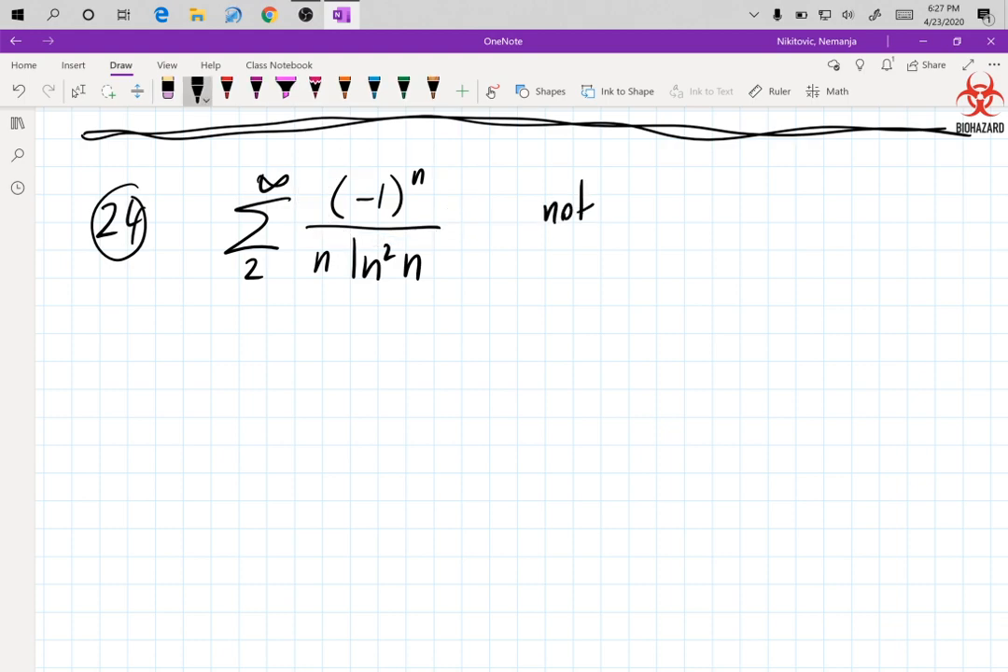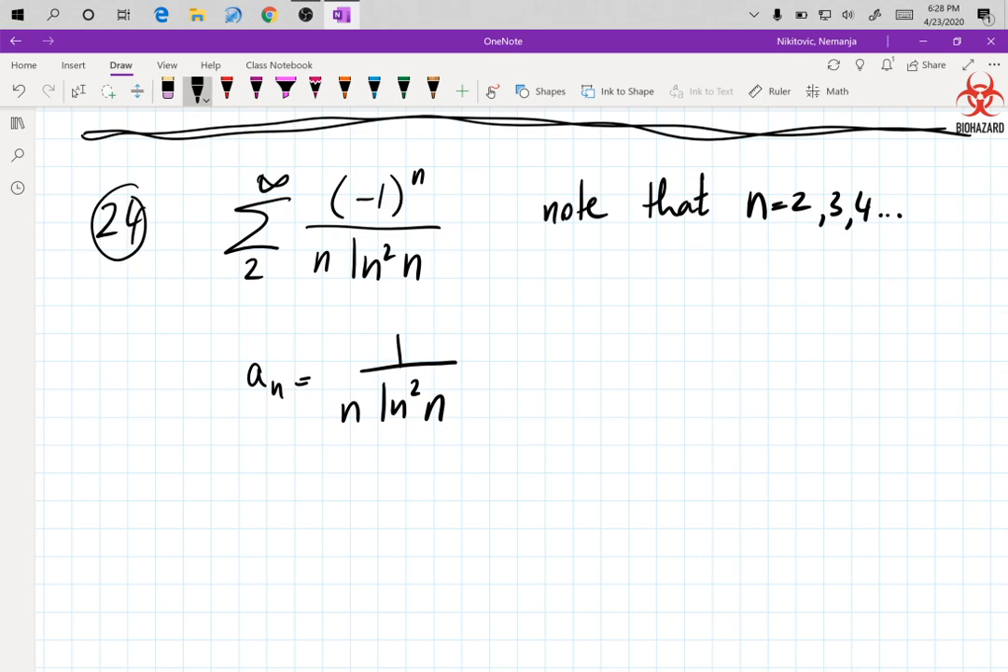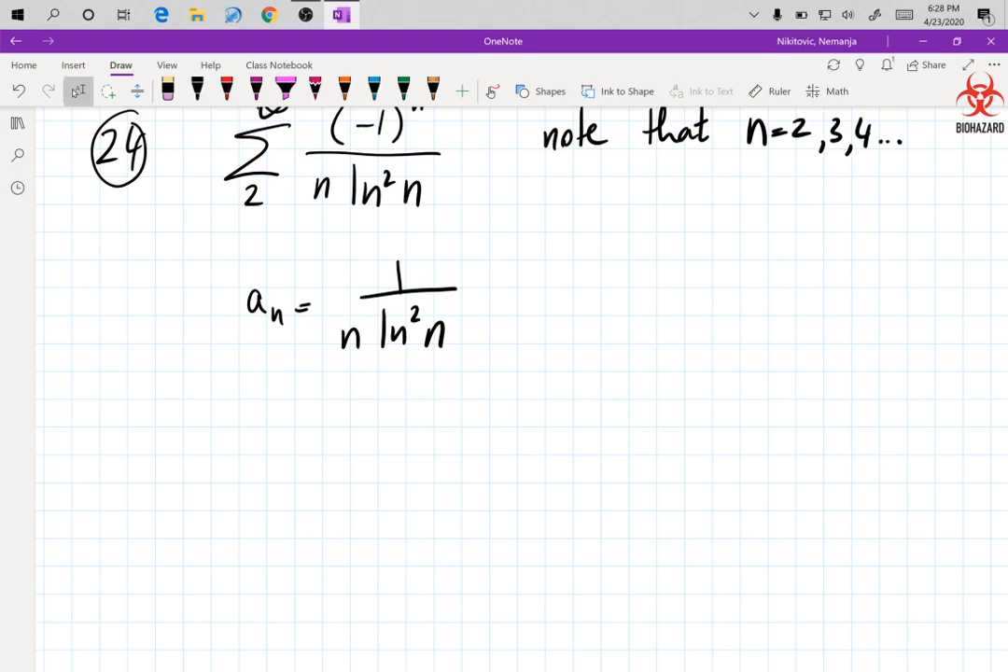Also note that n equals 2, 3, 4 going on. So 1, 0, and negative numbers do not belong to our counting set that orders the sequence within the series. That's going to kick in later. It will be important. All right, so what is my a_n? My a_n is 1 over n ln squared n. And I need to check two conditions.